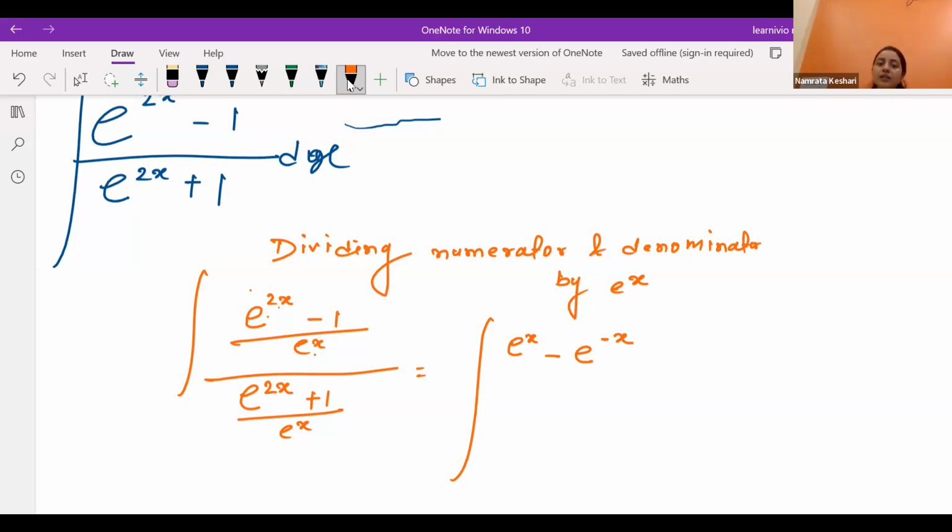Yes. Okay. Similarly, in the denominator, e to the power 2x by e to the power x will be e to the power x only. And again, plus 1 by e to the power x will become plus e to the power minus x, dx. Now think about it. If you will be taking the denominator as a substitution, check it. What are you going to get?